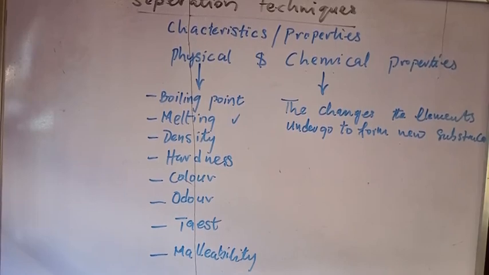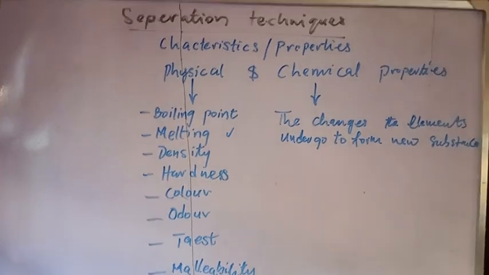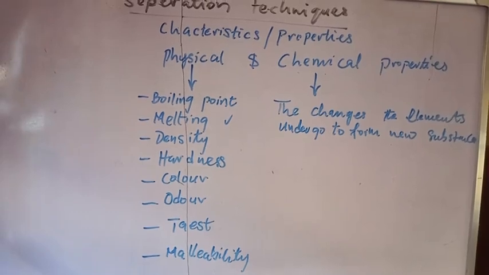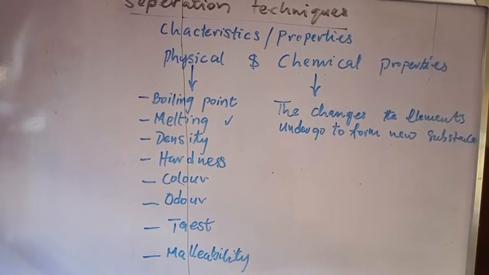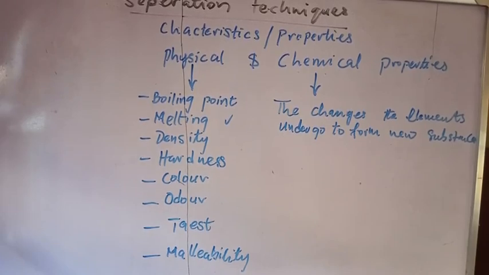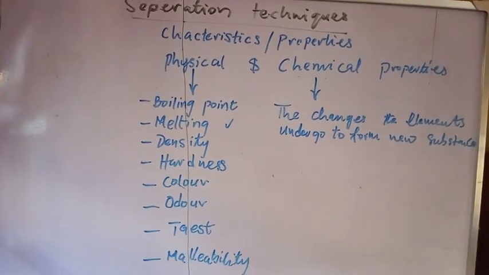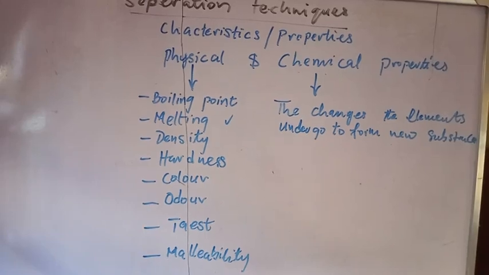Now, before I close my lesson, there's what we call these substances that are gotten in natural form, in nature. They have characteristics or properties. I want to tell you how they can be identified easily. We use physical properties to identify these substances. Now, what are the physical properties?